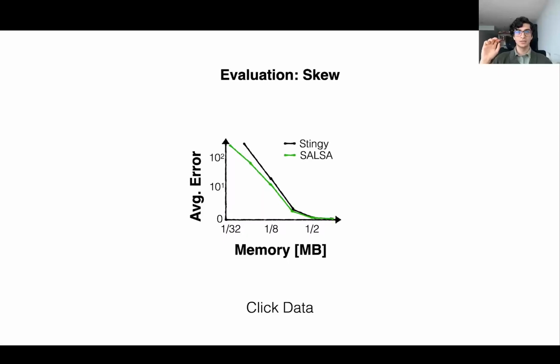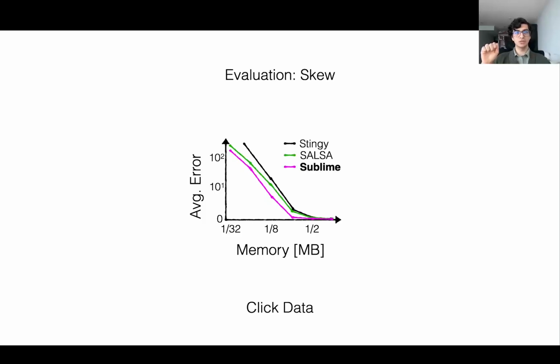Okay, let's also briefly discuss the evaluation. Here, I'm showing you the average error achieved by the sketches on the y-axis, as I vary the memory budget on the x-axis when processing a real-world stream of click data. The baselines Salsa and Stingy are the state-of-the-art in terms of space and insertion speed, respectively. Now, if we add Sublime to the picture, we see that Sublime attains a much lower error than these sketches at the same memory footprint.